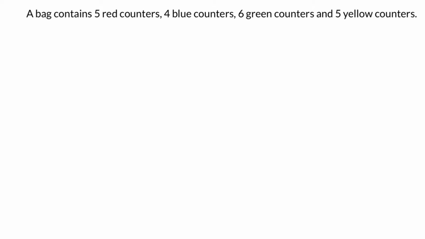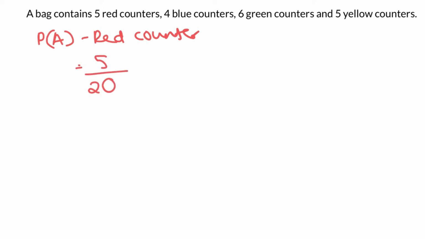A bag contains 5 red counters, 4 blue counters, 6 green counters and 5 yellow counters. We're going to say that event A is that we pick out a red counter. So the probability that we pick out a red counter is 5 counters out of the total 20 counters that are in the bag. Let's say event B happening is that we pick out a green counter. So the probability that we pick out a green counter at random is going to be 6 green counters out of the bag of 20.